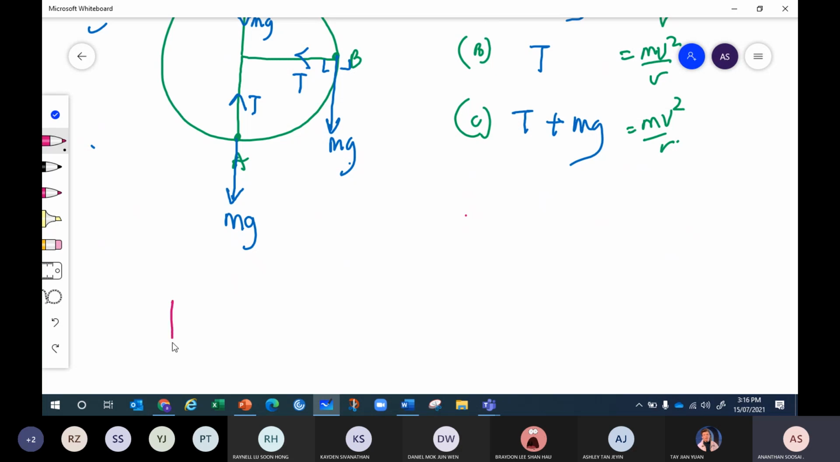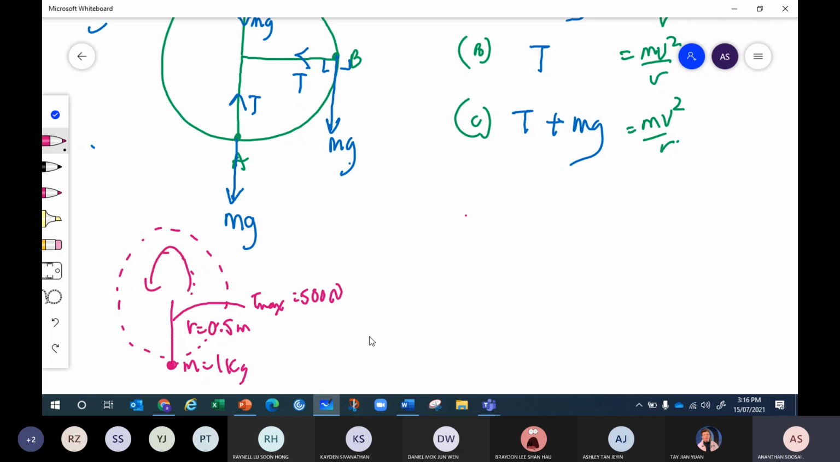Let's say, imagine your friend holding a string as usual. The radius is 0.5 meter. The mass is 1 kilogram tied at the end. Now he tends to whirl it up and down, vertically. And let's say the string he used has a maximum tension of 500 Newton. The string has a maximum tension of 500 Newton. You whirl it up and down, vertically up and down.